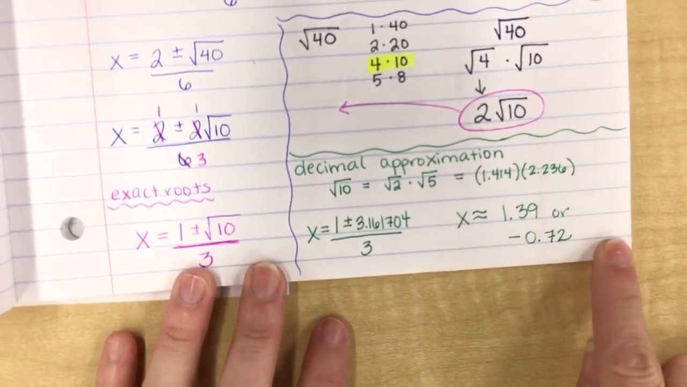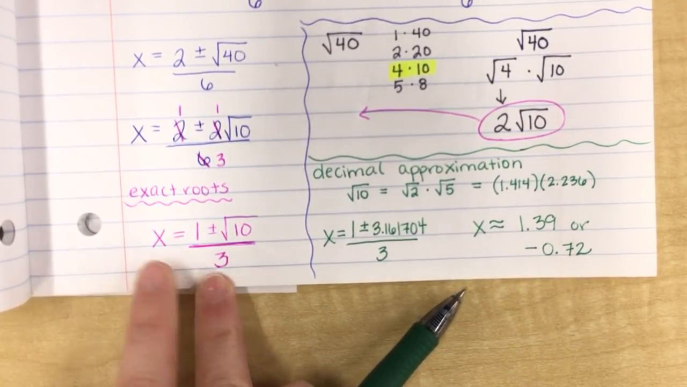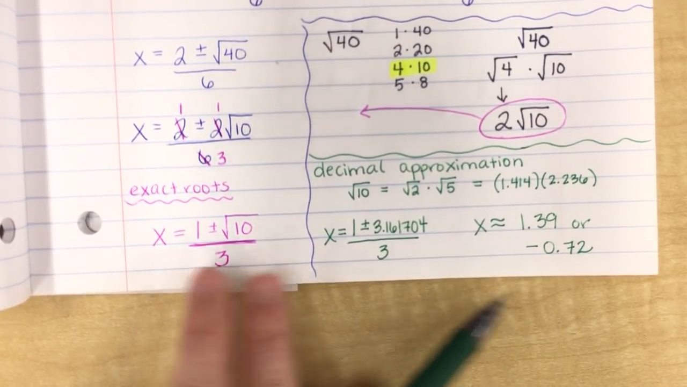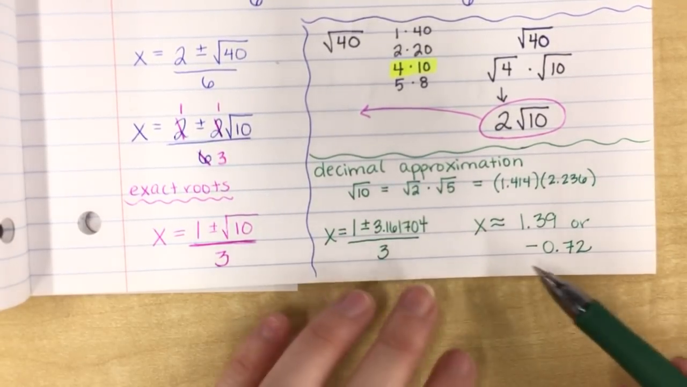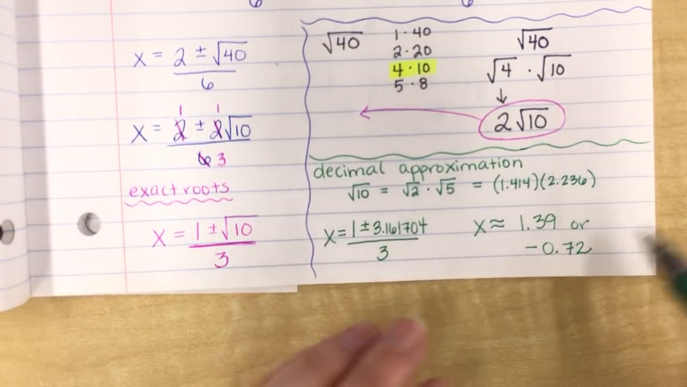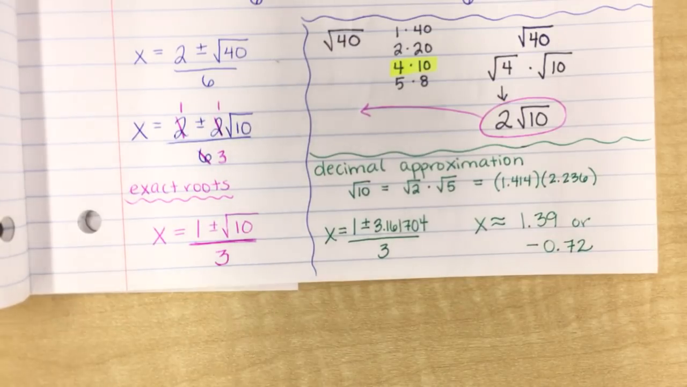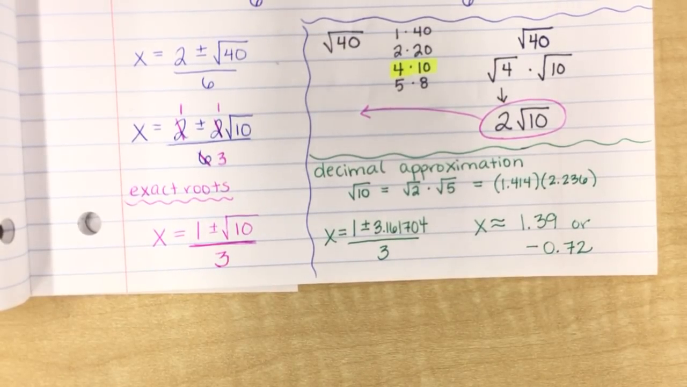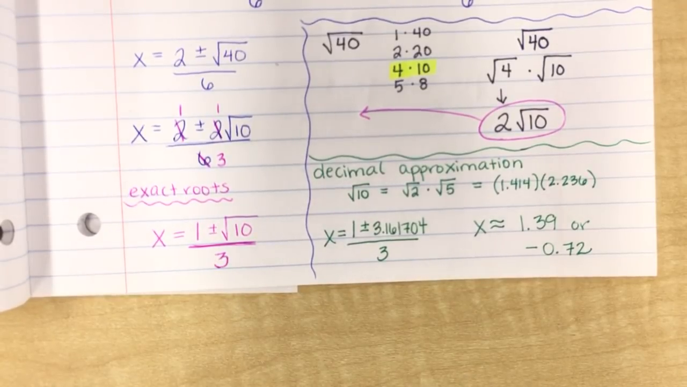Again, it depends on what the question is asking for. Is it asking for the exact roots? Then we got to have it in radical form. If it's asking for the decimal approximation, or if it's asking us to graph, we definitely need to find the decimal approximation, because that will tell us where the actual values approximately cross over the x-axis to find those x-intercepts and the roots, which are the same thing.